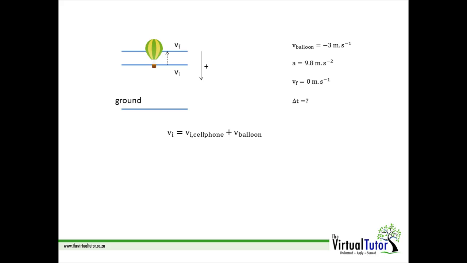The initial velocity we're going to use in the calculation is the velocity at which the cell phone left the balloon, relative to the balloon, plus the velocity of the balloon itself. Since the cell phone was dropped, its velocity relative to the balloon is 0, and we substitute the value for the velocity of the balloon. We will use minus 3 meters per second as the initial velocity for the cell phone.